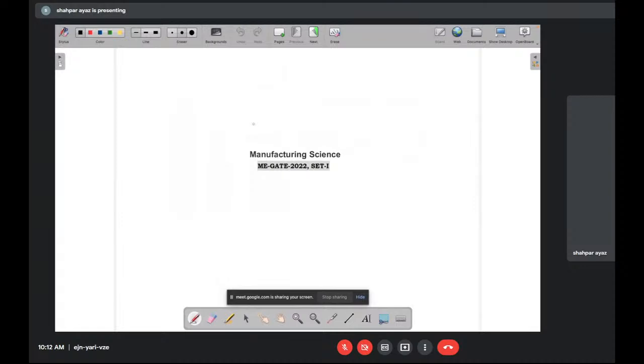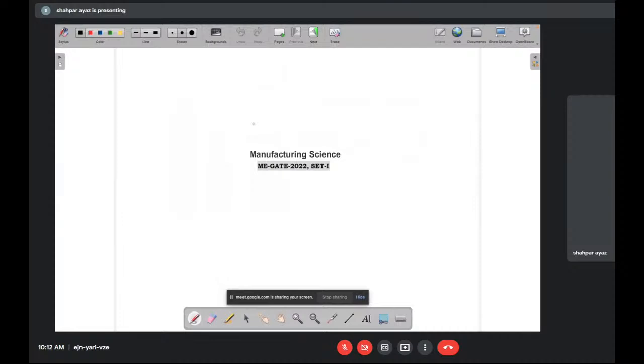In today's session, we are going to discuss manufacturing science, ME GATE 22, set 1 and set 2 problems. I would request everyone to join the session so that we can start.